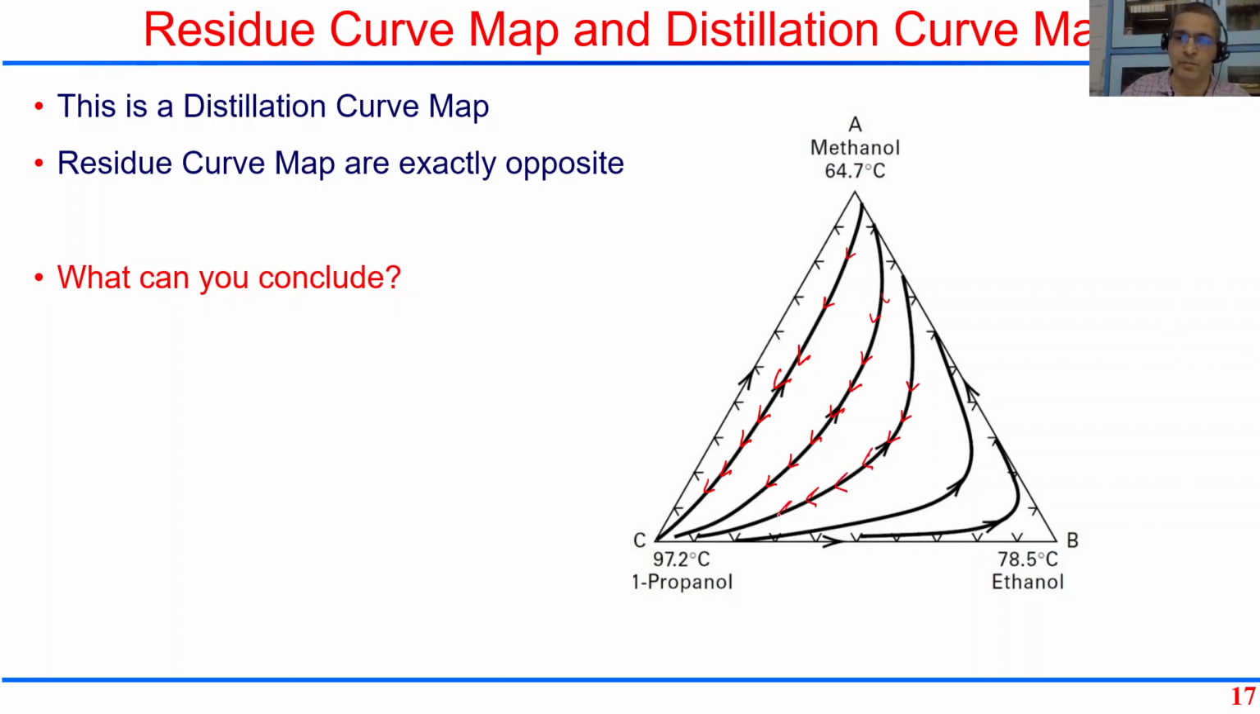Residue curve is what is remaining in the still, and it is going to be exactly opposite to the distillation curve. So the residue curve will look like this. If I start with this as a composition, my composition will change along this curve. If I start with this as a composition, my composition will go along this curve. So that is called a residue curve. This is how the residue curve is going to look for the methanol, ethanol, propanol system. You can generate it yourself using NRTL. Generate it yourself, then only believe, then only go forward.